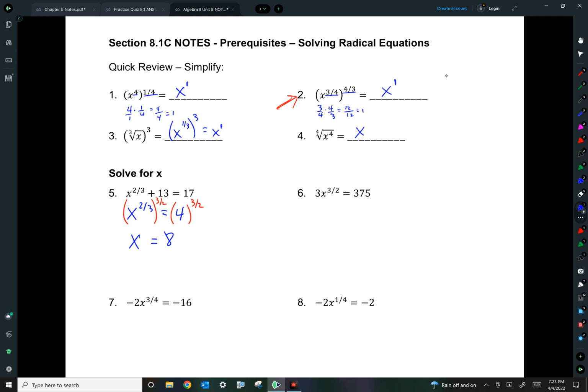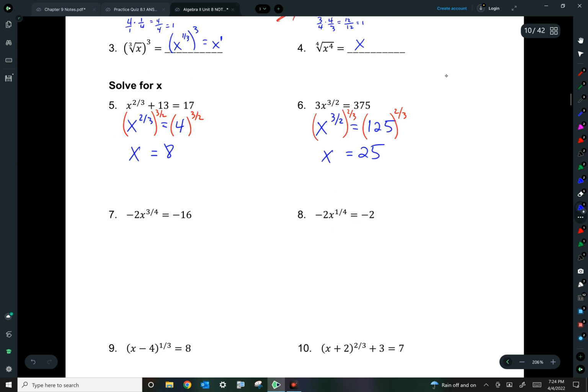Okay, on number 6, first I need to get rid of that 3, so I'll divide. So x to the 3/2 equals 125. Okay, and then if I want to get rid of the 3/2, I would raise it to the 2/3. Whatever you do to one side, you got to do to the other. So on the left, those cancel and I just have x. On the right, remember the denominator is 3, so cube root of 125 is 5. 5 squared is 25.